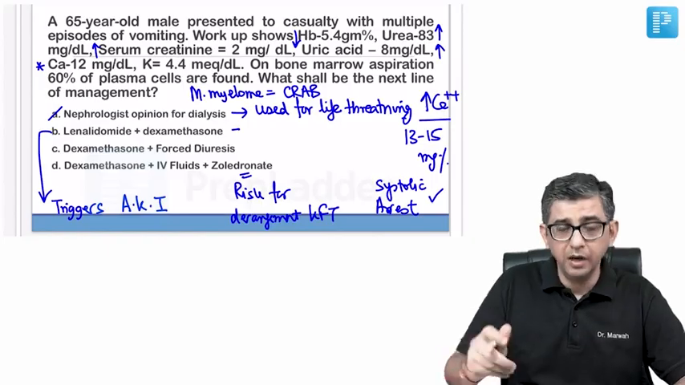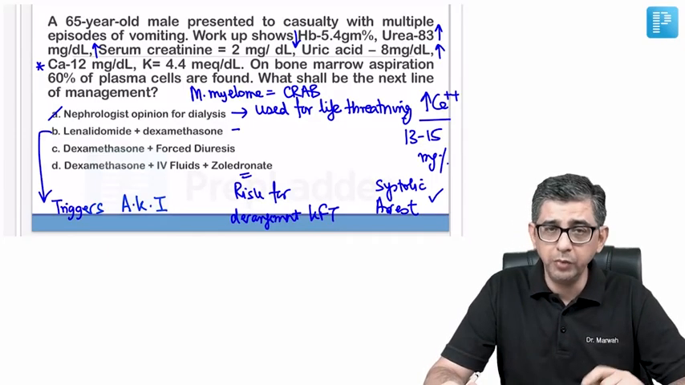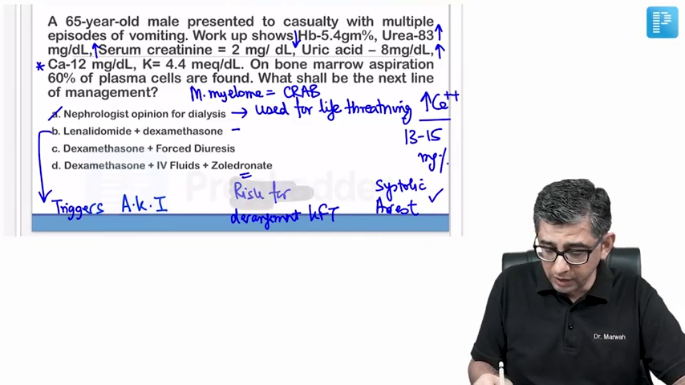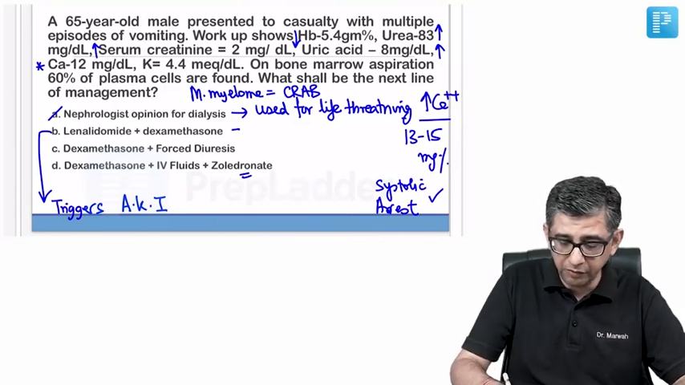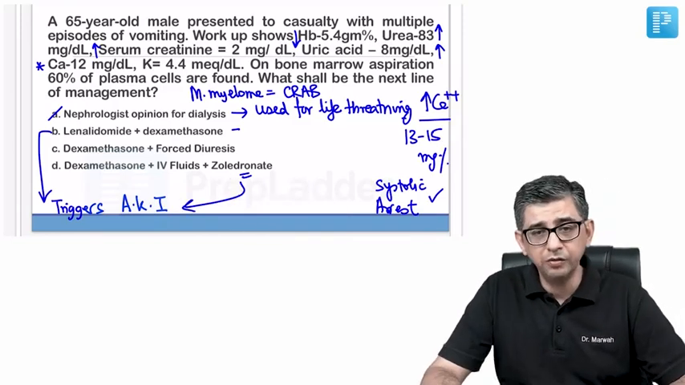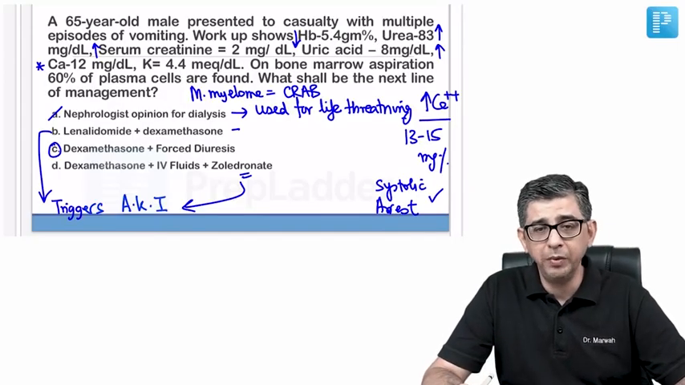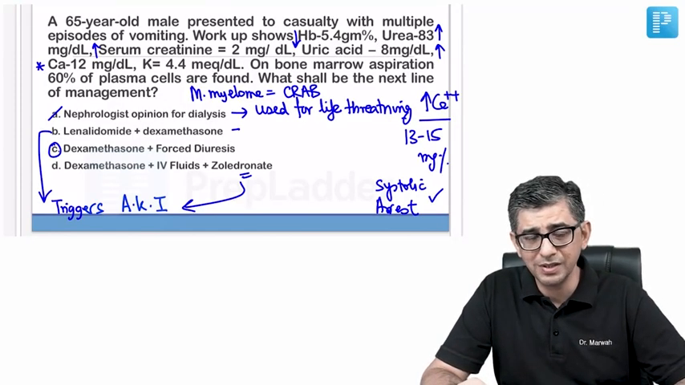I repeat once again, option number D and option number B, D and B, both are being ruled out because there is a risk for worsening of the kidney function in the patient. As a result of it, I am left with option number C as the correct answer for this question. That would be dexamethasone with forced diuresis.